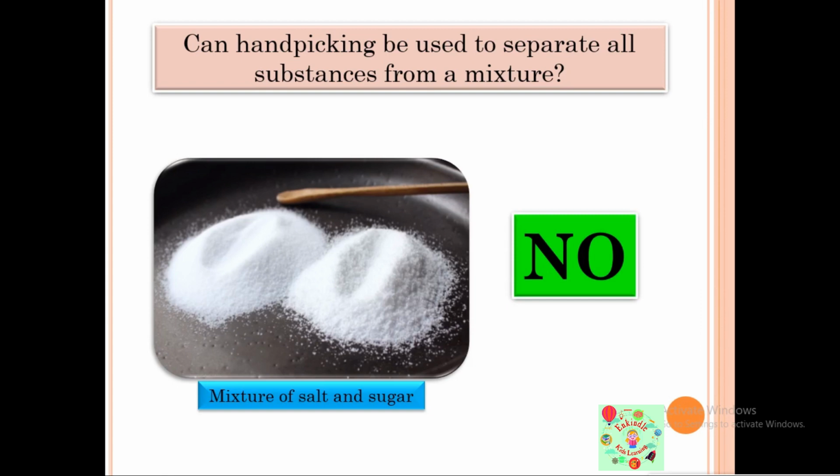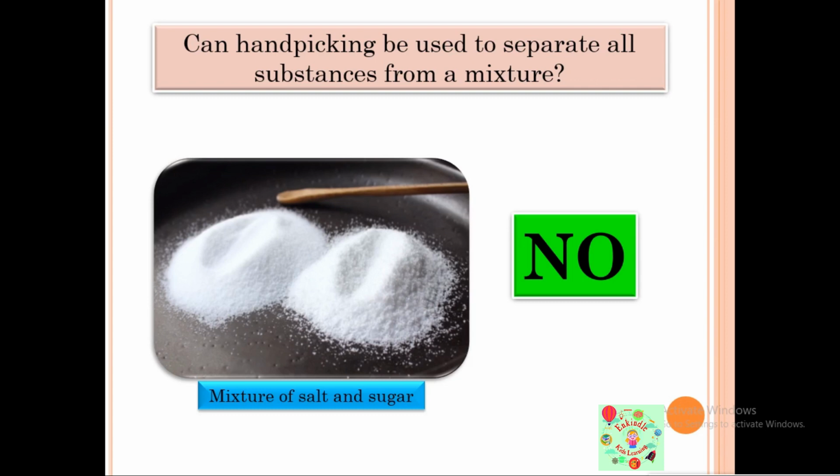No. You will not be able to separate salt or sugar from this mixture by hand picking. Why? Because the two components in this mixture are very small in size and it's practically impossible to separate them using this hand picking method. When can hand picking be used?